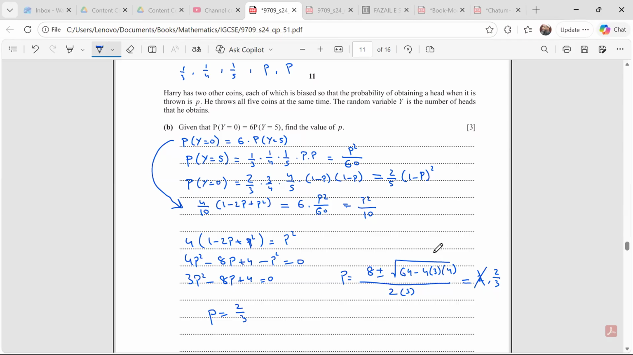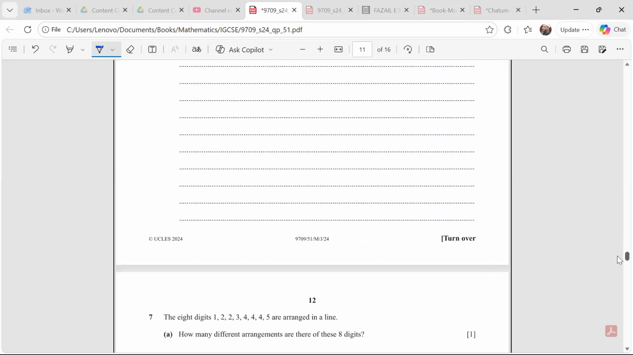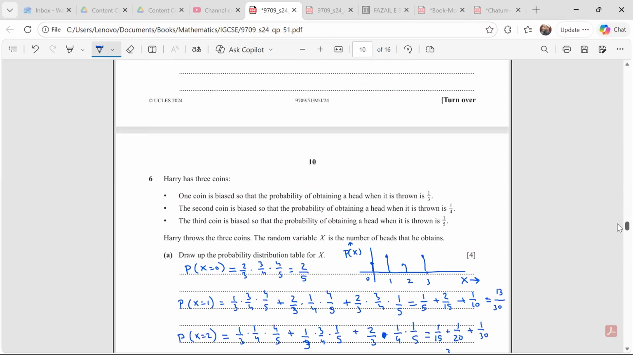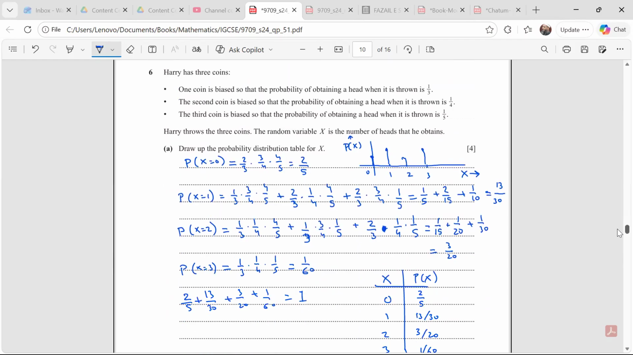Okay, I hope this all makes sense to you and you understand all the logic behind every step here, and you will have no trouble doing this question in the exam.